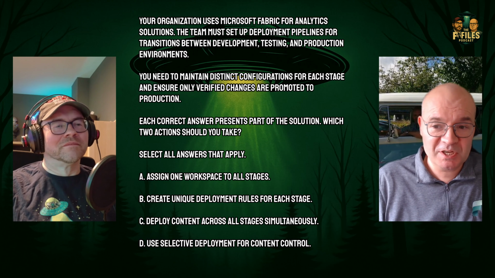So let's talk about option C, deploy content across all stages simultaneously. Well, this is good. Parallelization is always good, right? Because you can just parallelize things, and it's much quicker. But you're working with development, tests, potentially acceptance, production, etc. It's not really feasible. And to be honest with you, you can't do it natively in Fabric deployment pipelines anyway.